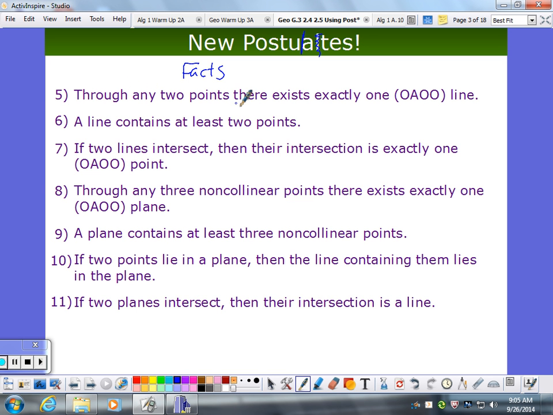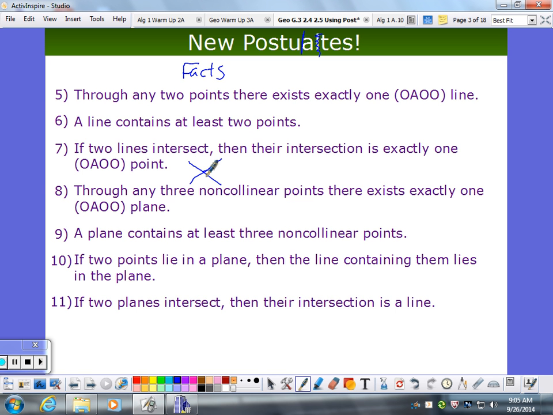Through any 2 points, there exists exactly one and only one line, right? We talked about that. Now it's a postulate. If we needed to prove something else, we can use it. And then, conversely, a line contains at least 2 points, right? These are kind of an inverse and an addition and a converse. If two lines intersect, then their intersection is exactly one point.